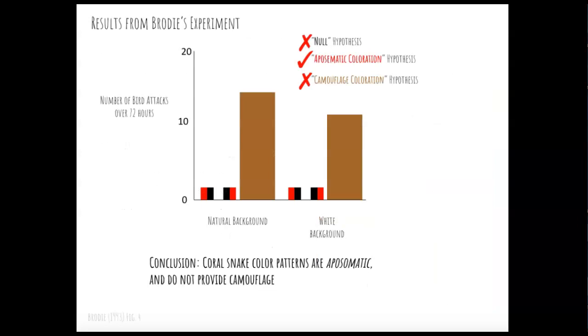What Brodie found was actually support for the aposematic coloration. Tricolored snakes were attacked less on both natural and white background, and therefore we know that coral snake color patterns are aposematic and do not provide camouflage. So this is just an example of how we use the scientific method to make an observation, create a question, make hypotheses, design an experiment, look at the results, and then create conclusions based on those results.